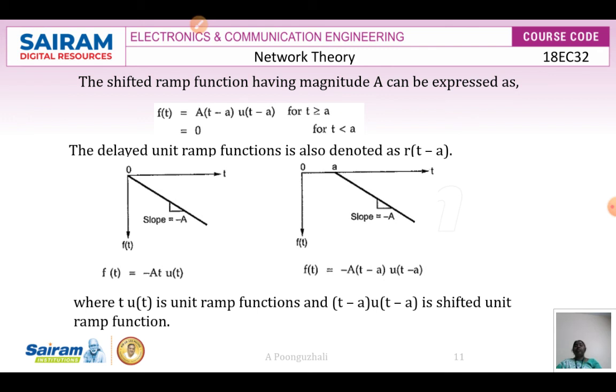Here we write for a negative slope. Negative slope means f of t is going to be minus a into t into u of t. So f of t, shifted by a, is equal to minus a into t minus a into u of t minus a, where t into u of t is the unit ramp function and t minus a into u of t minus a is the shifted unit ramp function.